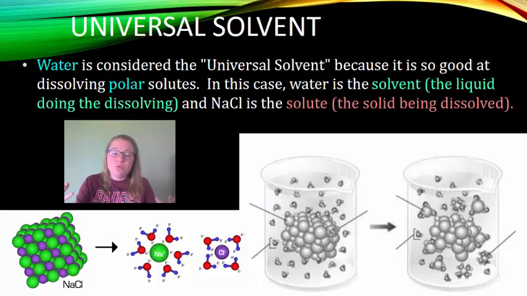Now, if you remove the water, so you evaporate the water out, that sodium and chlorine is going to come back together to make salt again. You're not going to suddenly have that metal and poisonous gas. So in this example, the solvent, the liquid doing the dissolving, would be water. And the solute, the thing being dissolved, is the sodium chloride.